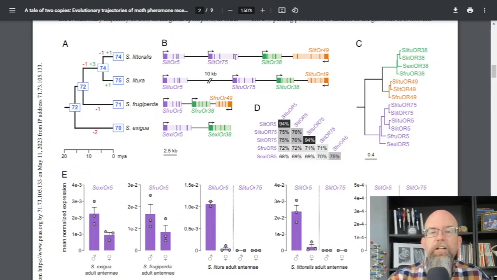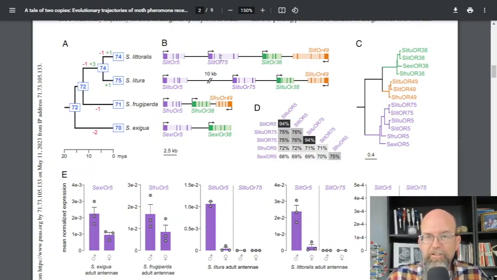Olfactory receptor number 75 is clearly larger in littoralis than it is in litura. Although I will point out, the overall gene is larger, but that's because the introns have grown larger, not the coding sequence. The coding sequence is more conserved, and it probably is the same size in the two. They make the same number of amino acids, but the amino acids are different. We're going to show that because one of them is narrowly tuned to a specific chemical, and the other one is broadly tuned. And the only way you can have those two differences, they have to be genetically different. And the genetic difference must be in the coding sequence.